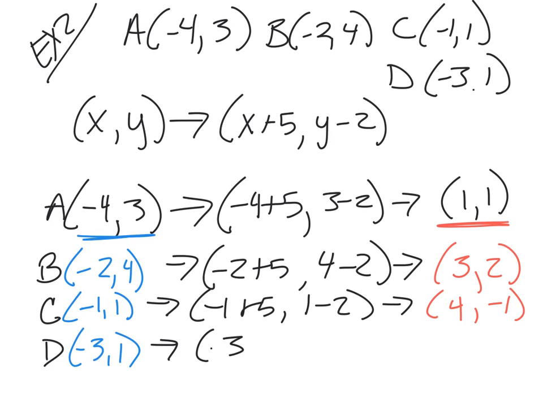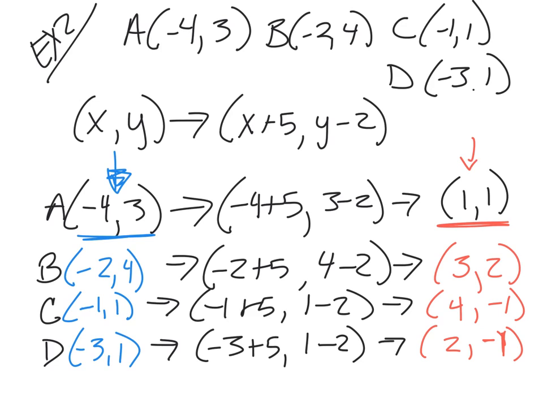Translates, you say -3 plus 5 for X, 1 minus 2 for Y. So -3 plus 5 is, and, oops, -1. Okay, so I have my 4 original points for my quadrilateral right here, and then my 4 new points for my new quadrilateral. And you would see a translation.